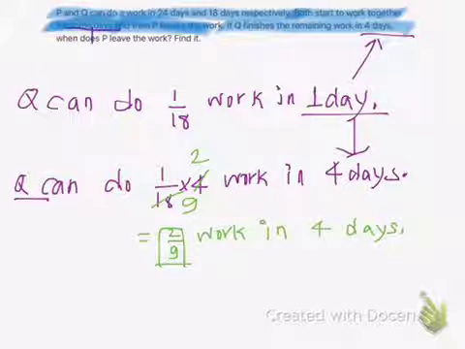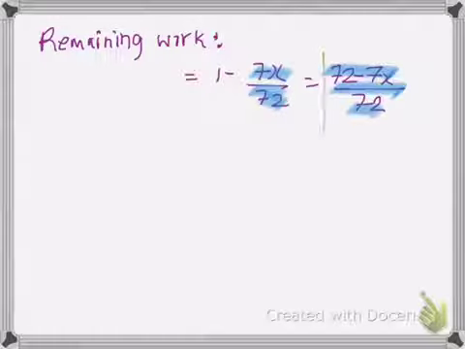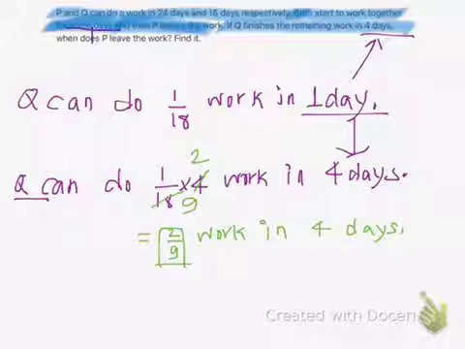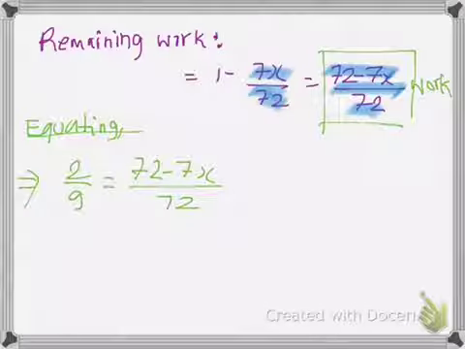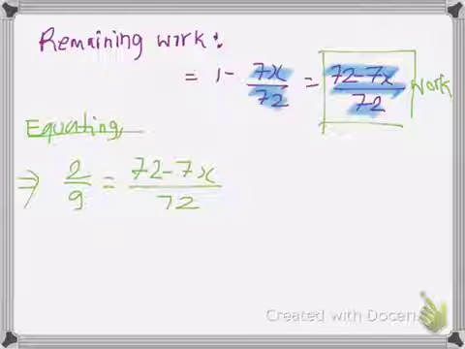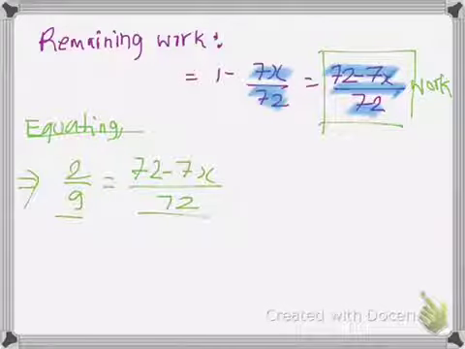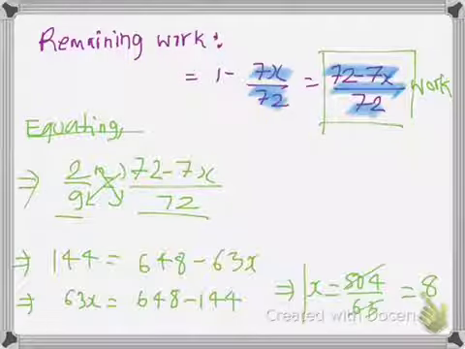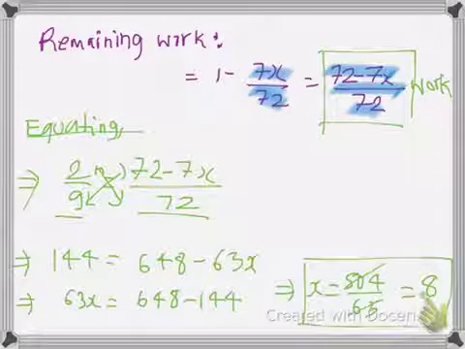We also know that Q does this remaining work in 4 days. So this work and 2 by 9 part of work should be equal. Here, equating the work done by Q in 4 days, both of these are the work Q does in 4 days. So on solving this gives X to be 8 days.